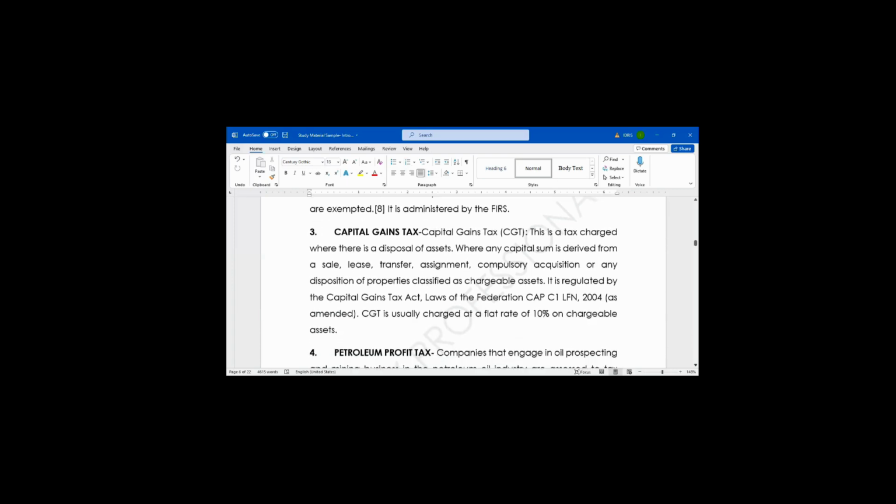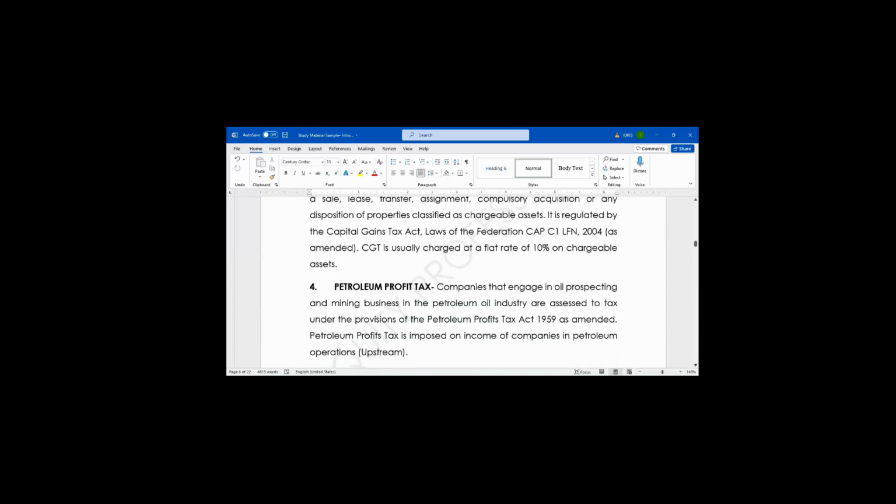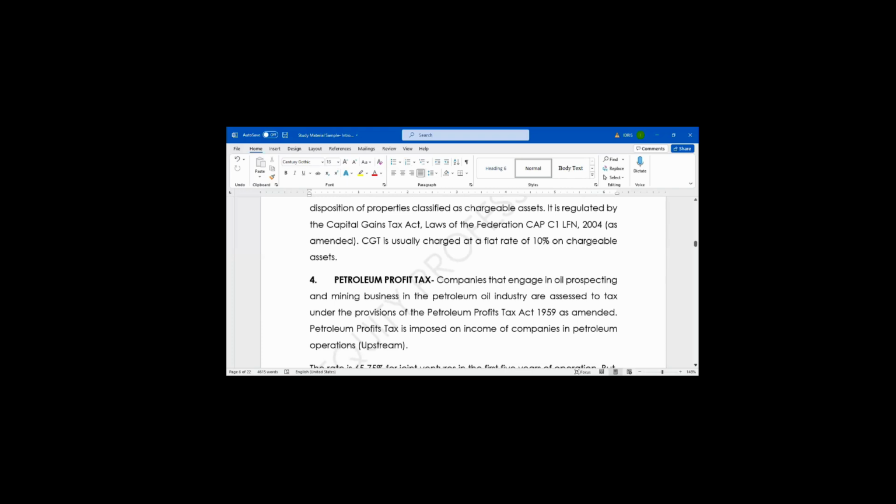Still on direct tax. Another type of direct tax that we have is called petroleum profit tax. Petroleum profit tax is now called hydrocarbon tax.